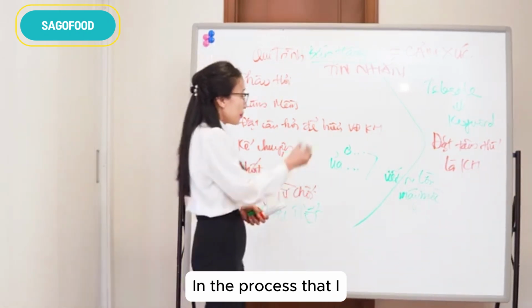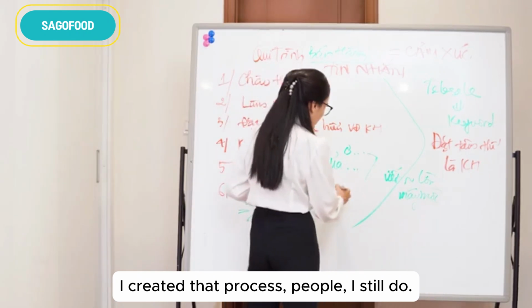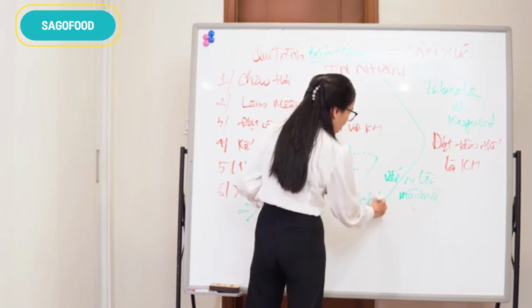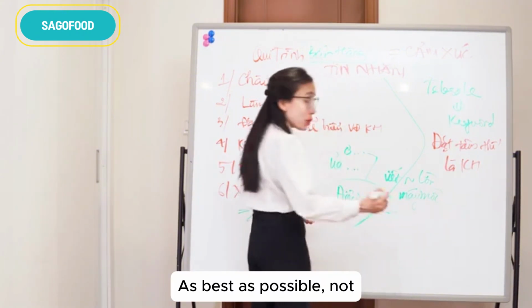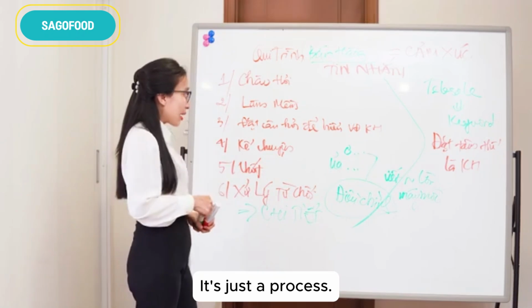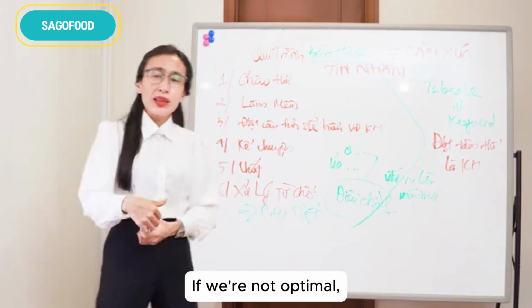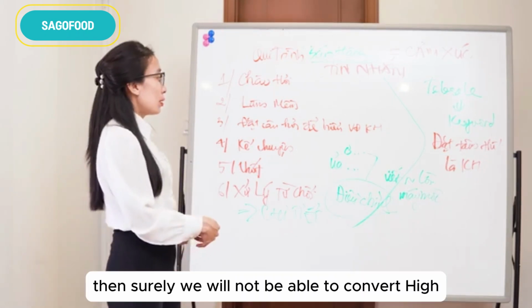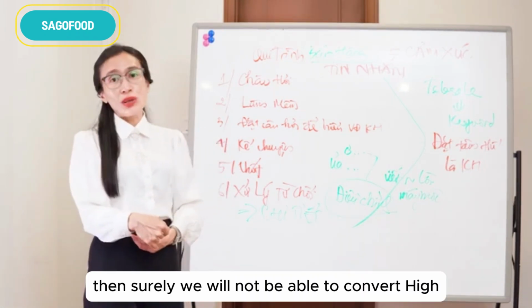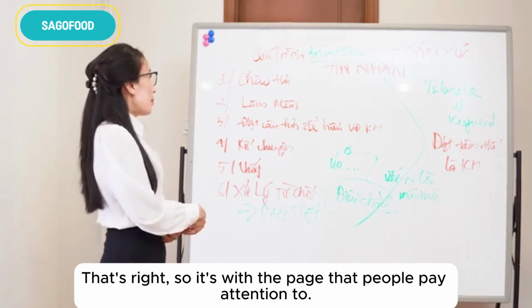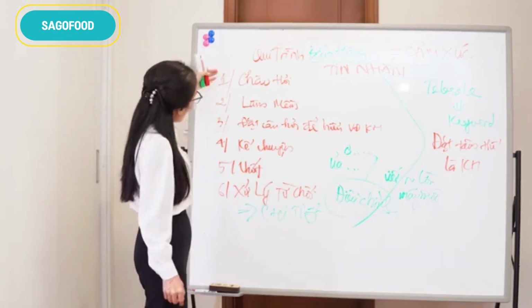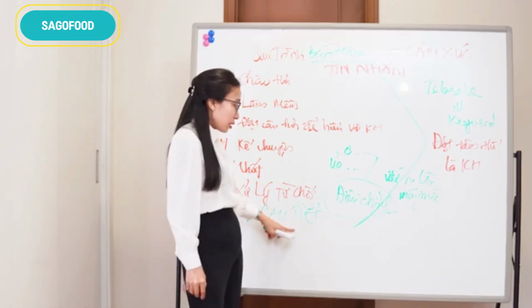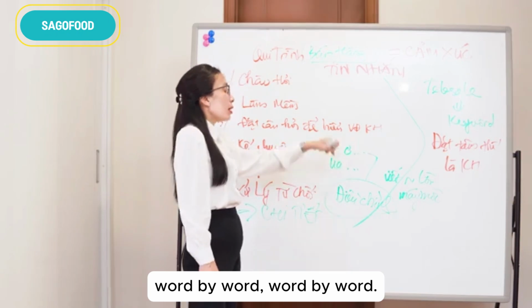In the process that I created, I still do, there must be an adjustment rate. Track and adjust as best as possible. It's just a process. If we're not optimal, if we don't adjust to make it suitable for your customers, then surely we will not be able to convert high. That's right, so it's with the page that people pay attention to. This set of processes on the page is no different, but in more detail. Word by word, word by word.